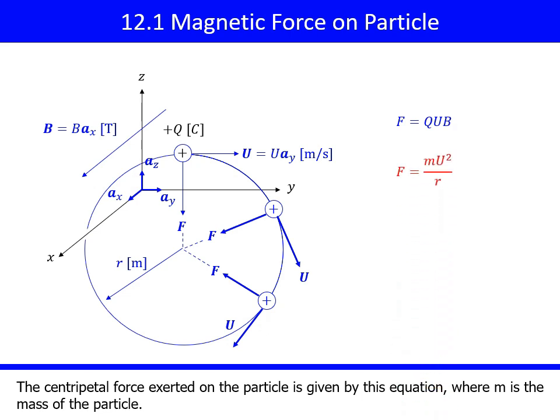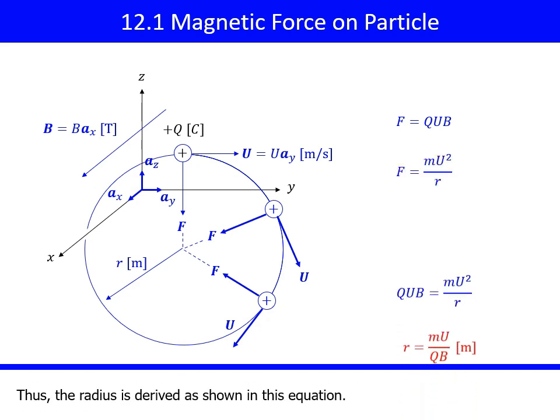The centripetal force exerted on the particle is given by this equation, where m is the mass of the particle. Thus, the radius is derived as shown in this equation.